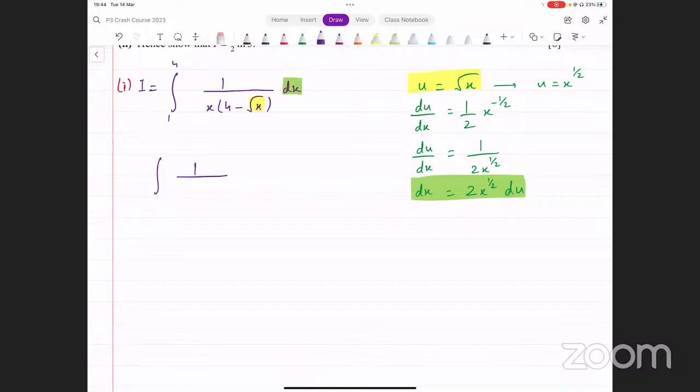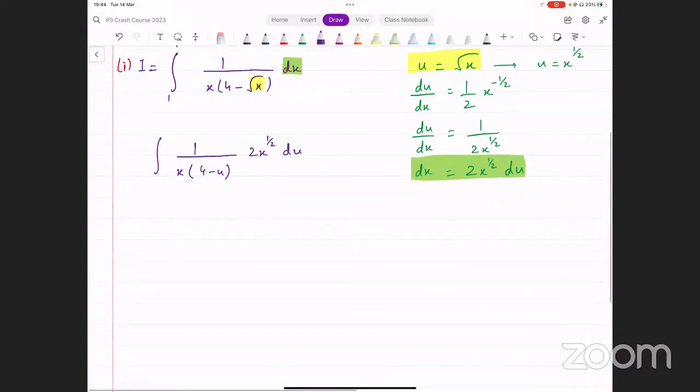In the denominator, we have x into the square root of x, which could be replaced with u. So it becomes 4 minus u. And then instead of dx, you write 2x power 1 over 2 into du. All right, so we're done until this step now. We've replaced u with the given substitution, and we have found an expression that we can replace dx with as well.